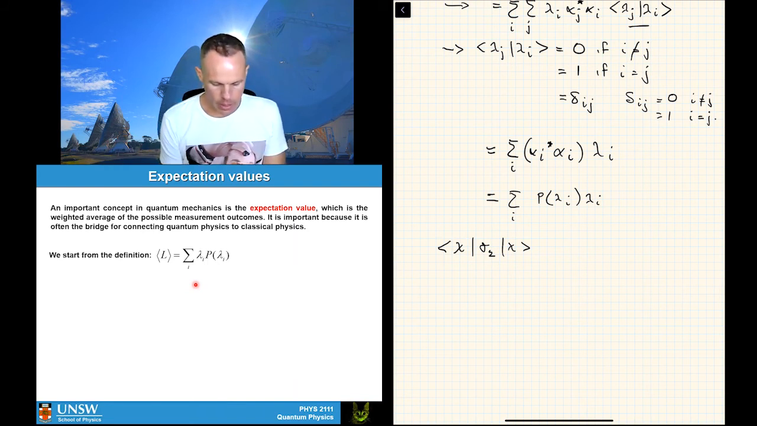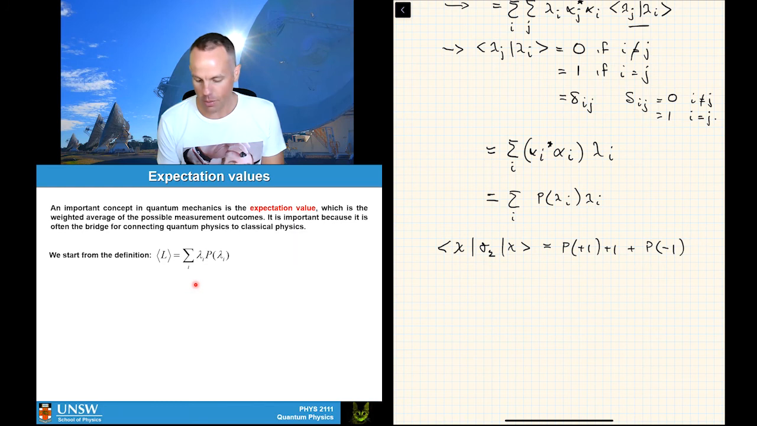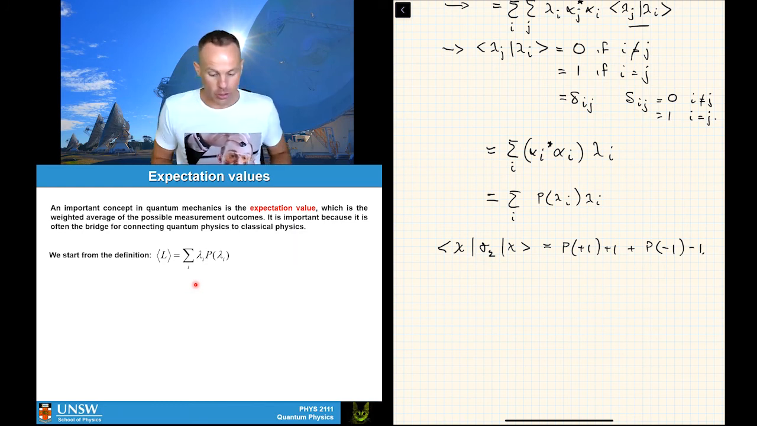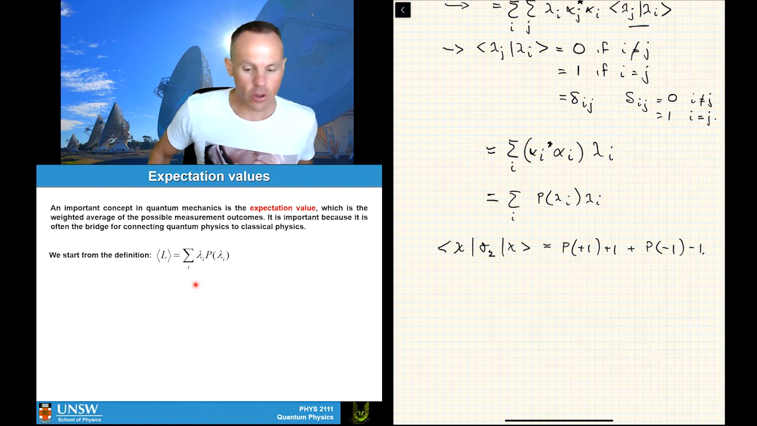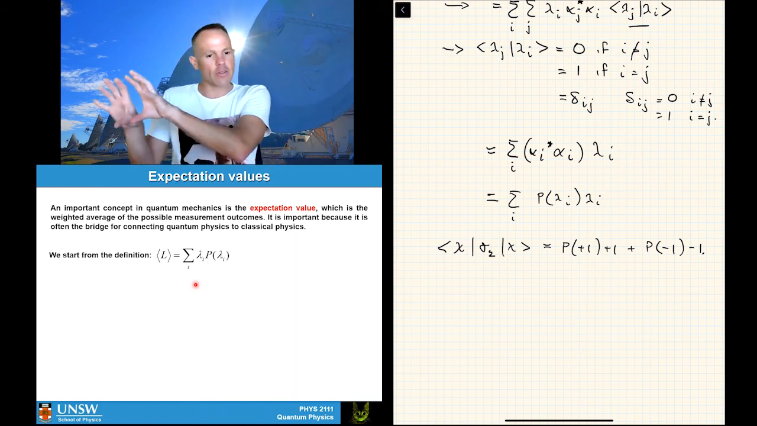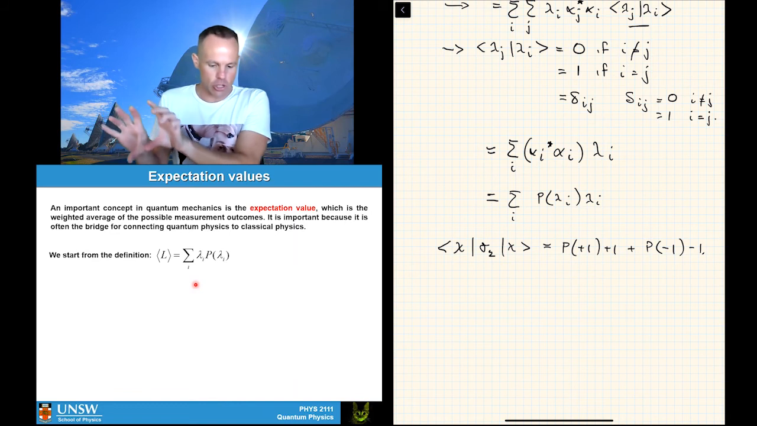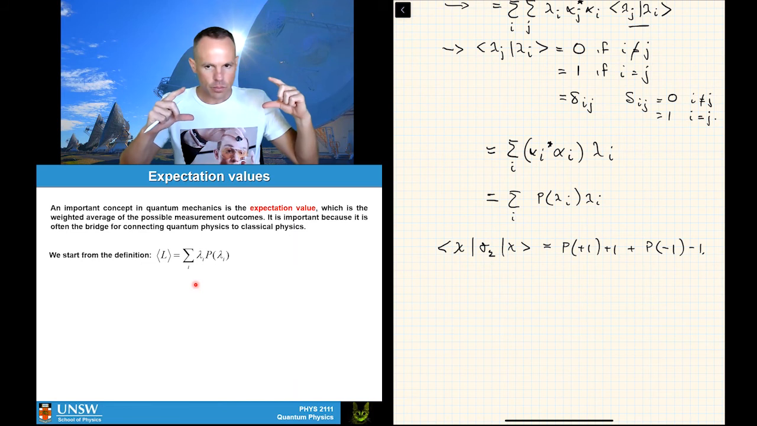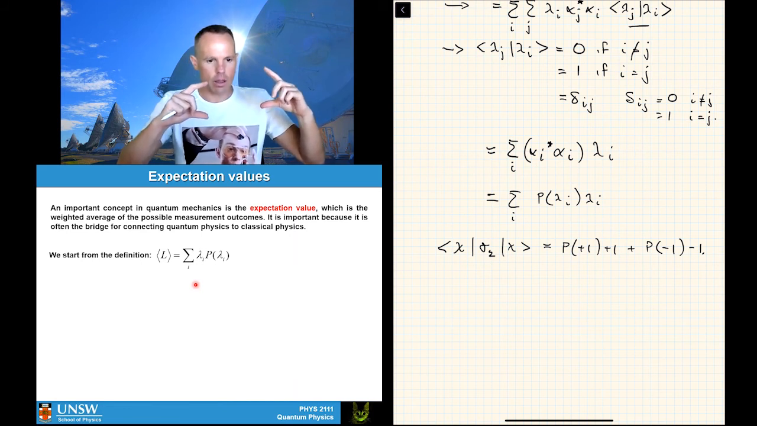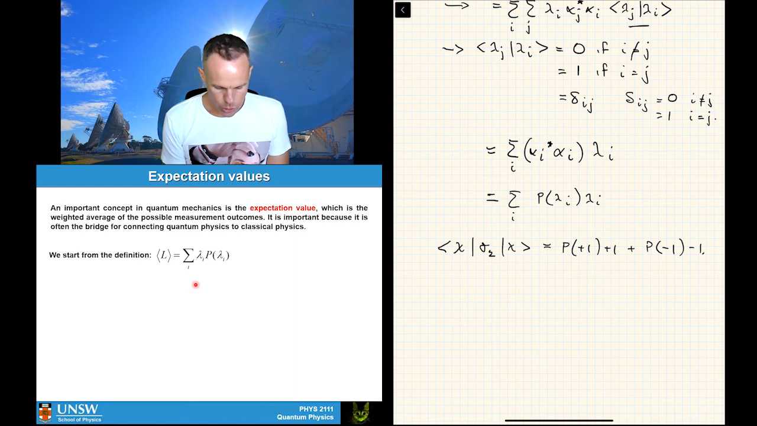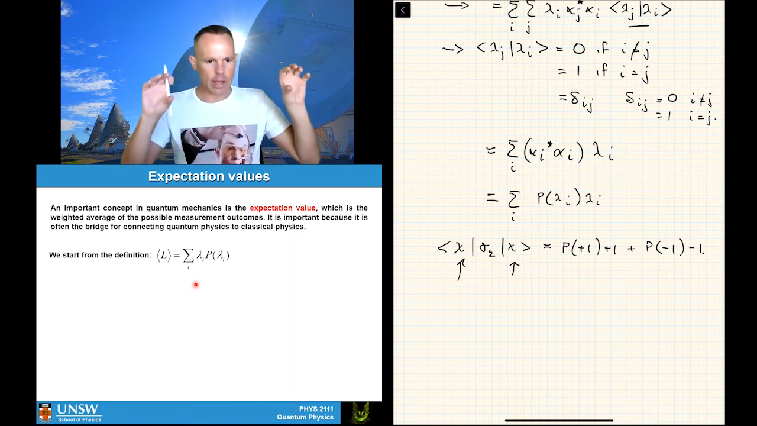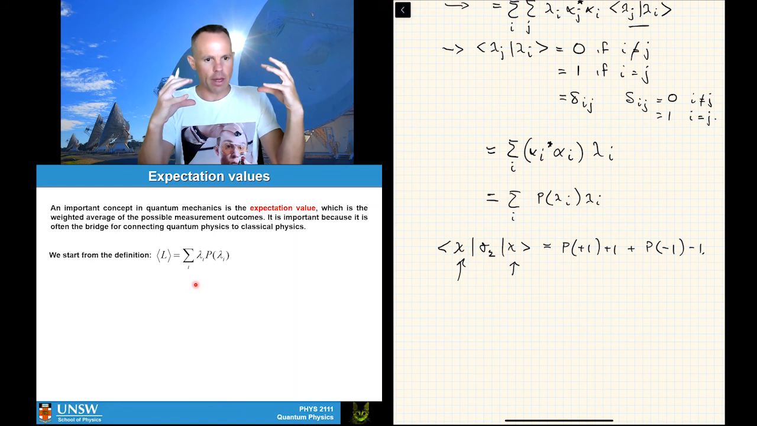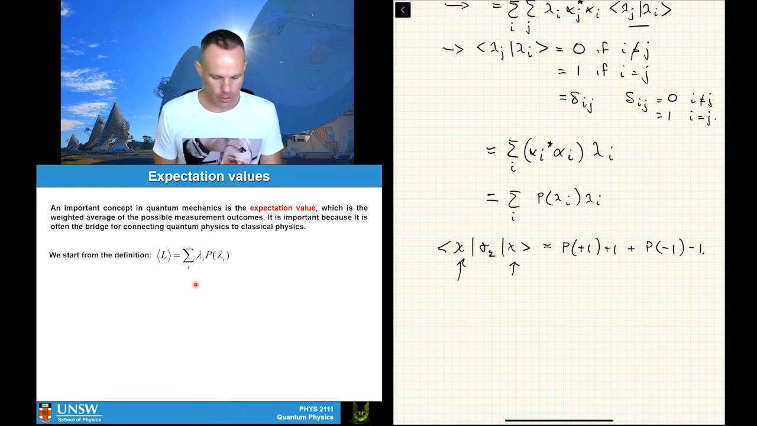And it will end up being, in this particular case, the probability of getting a +1 times +1 plus the probability of getting a -1 times -1, right? It's the weighted average of the possible outcomes that come out of the measurement. And so this idea of expectation value, this idea of weighted average of outcomes, is really just the same thing as taking the state that you're interested in as a Bra and a Ket and wedging it either side of that operator, and that will get you the expectation value, okay?